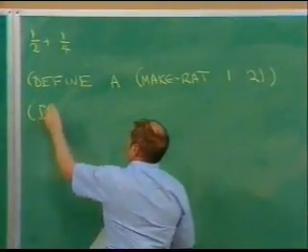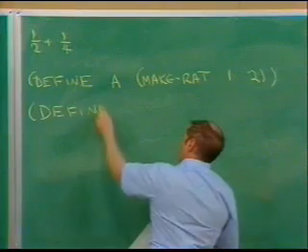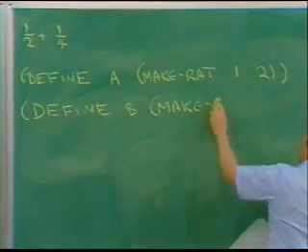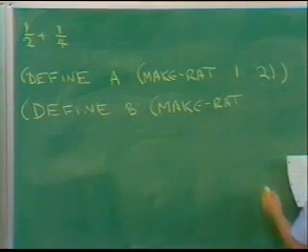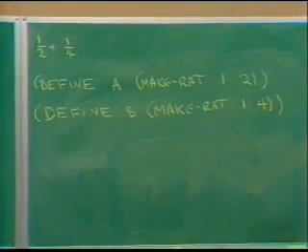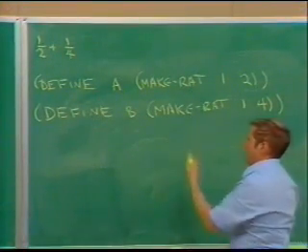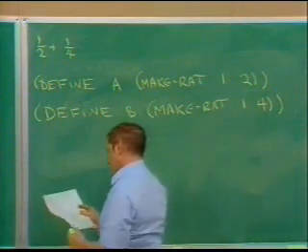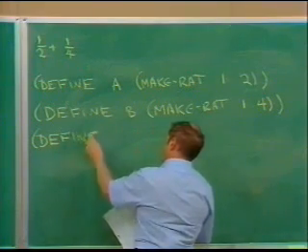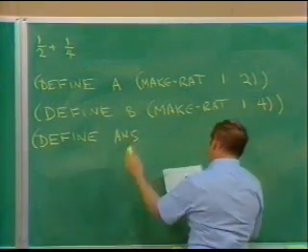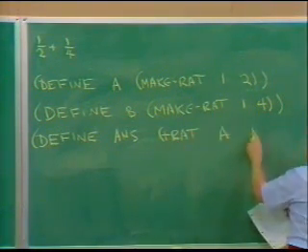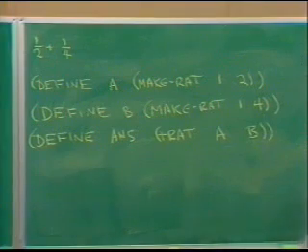And then I'll construct the 1/4. I'll say define B to be make-rat of 1 and 4. And if I'd like to look at the answer, well, assuming I don't have a special thing that prints rational numbers, or I could make one, I could say, for instance, define the answer to be plus-rat of A and B. And now I can say, what's the answer?